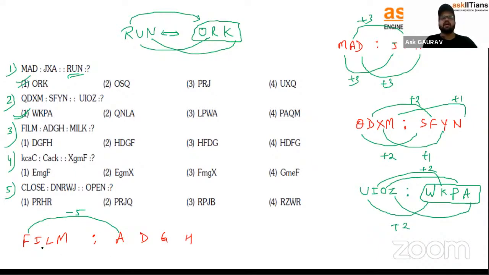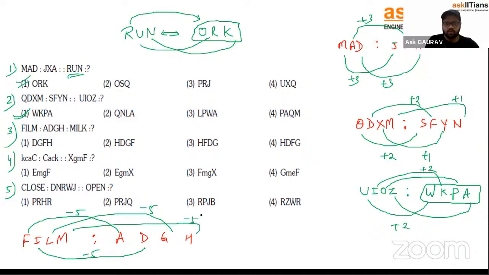Then GHIJ, okay, D -5 also, because if D E F G H I -5, then L -5 same. I think it's following the -5 pattern for all. Is that so? Now MILK. M -5 is what? I -5 is what? L -5 is what? And K -5 is what?